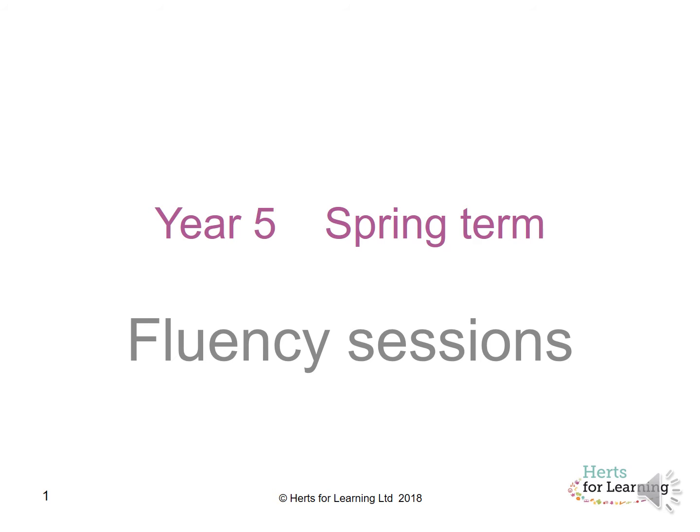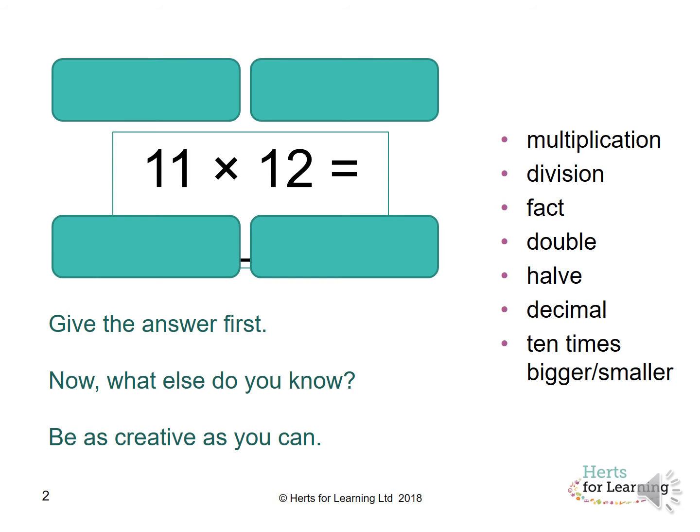This week we are continuing our fluency sessions for spring term. The number sentence 11 times 12. Give the answer first. Now be as creative as you can, thinking about how else you can write this number sentence to have the same calculation.